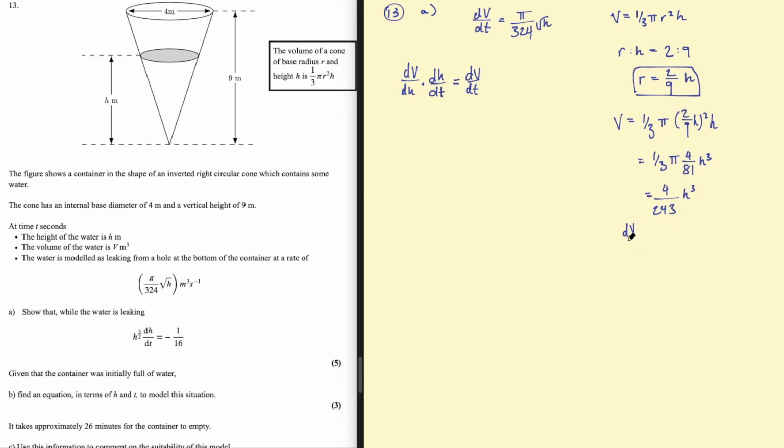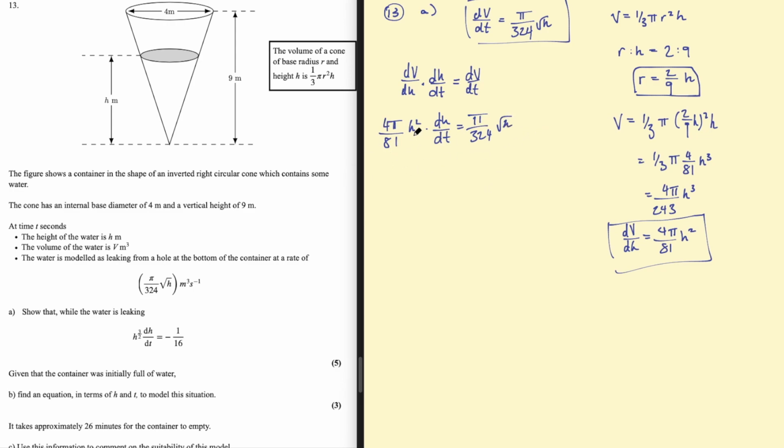So then we can get dV/dh by differentiating this. So bring that power down the front and then subtract 1 from the power. So actually we're just going to get back to 81. So we get 4/81 h squared for dV/dh. And for some reason I forgot to write the pi there. So it's 4 pi on 81 h squared. So now we have dV/dh, we have dV/dt. Plugging that in here, we can say that 4 pi on 81 h squared times dh/dt equals dV/dt, which is pi on 324 root h.